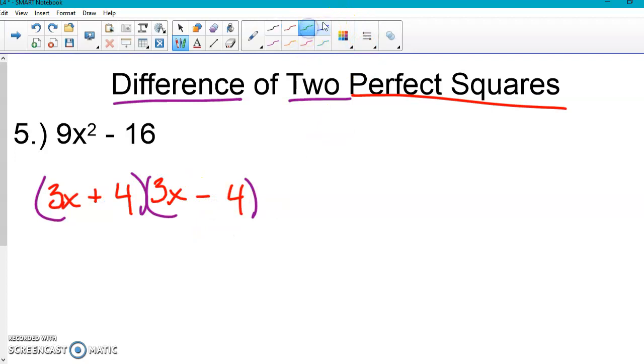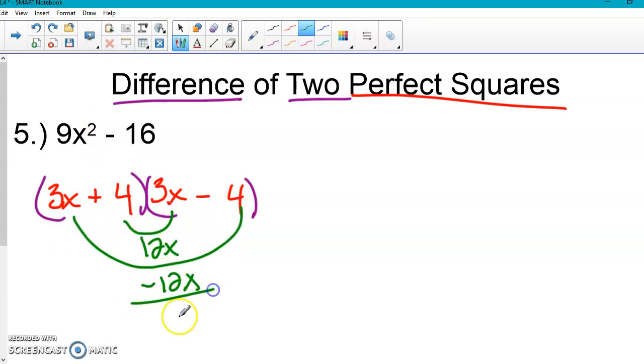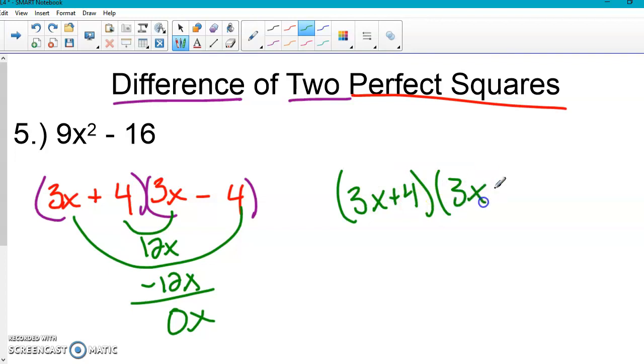All right, so let's double check. Remember, the whole goal is to get 0 because there's something missing here. So little smile gets me 12x. Big smile gets me negative 12x. Perfect. That would be 0x. So yes, our final answer is 3x plus 4, 3x minus 4.